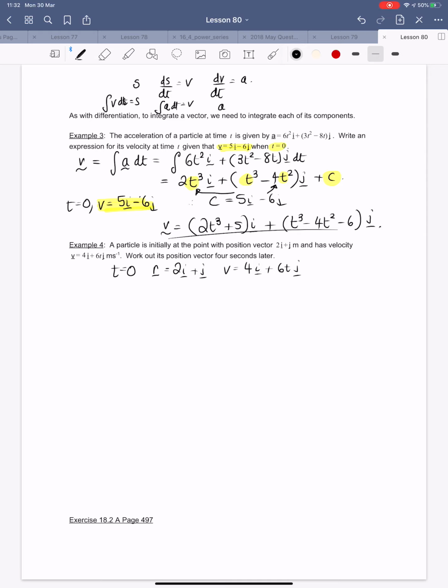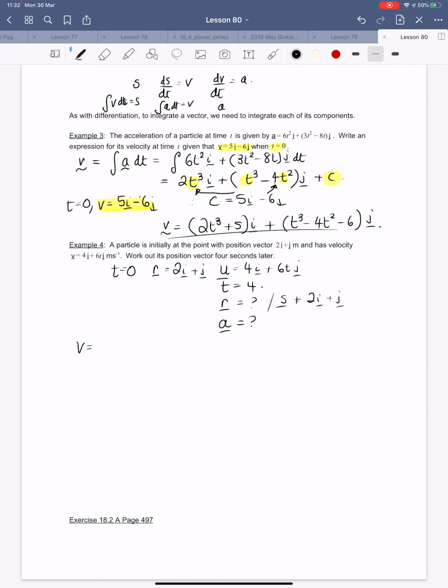Right, I'm going to call this v, I'm going to call this u for the SUVAT equations. So I've got t equals 4. We want to know its position vector, which we can think of as s. Well, s plus 2i plus j is going to be the position vector. So we have to find s using our SUVATs, and then add on where it is at the start. And so we want s equals ut plus a half at squared. So we also need a.